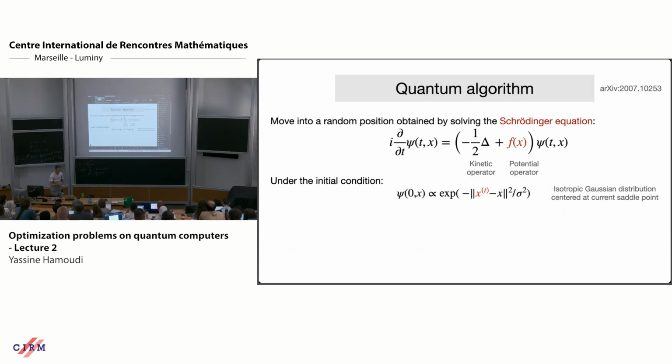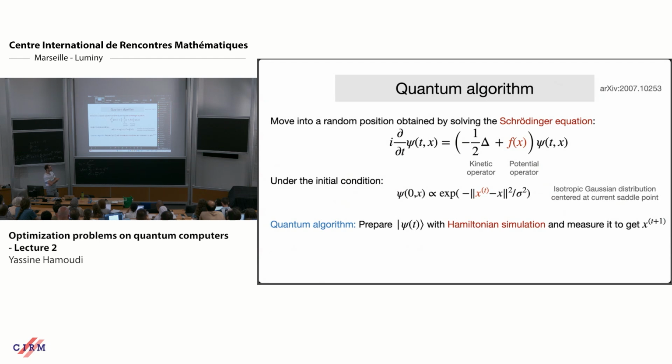Now, what will happen if you make the state evolve according to the Schrödinger equation? The idea is to prepare psi-t using quantum Hamiltonian simulation, which can be done efficiently on a quantum computer. This is where the quantum advantage comes from. Then you measure the state, and it tells you what points you should use to escape the saddle point. The final result, which I'm not going to detail, is that if you do that, there is an improved scaling of the cost with respect to the dimension compared to classical methods.